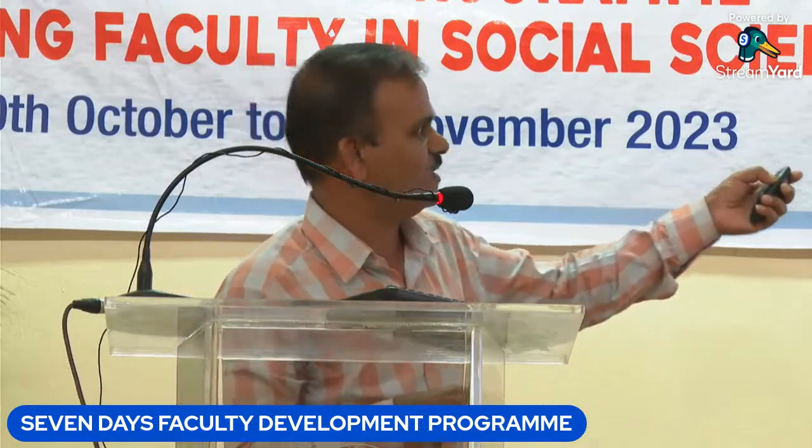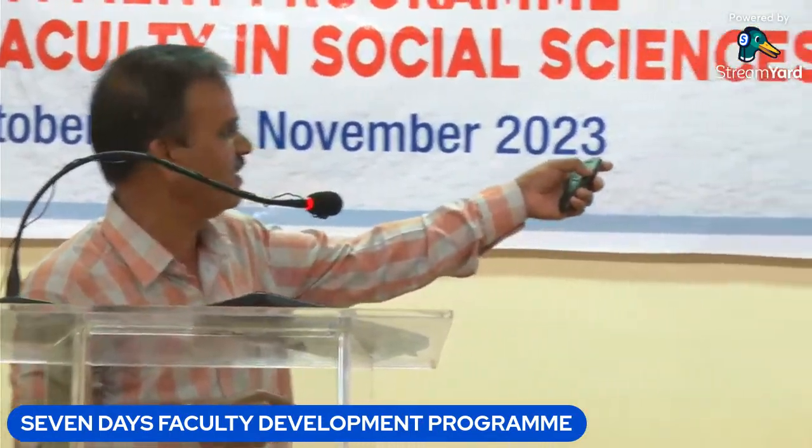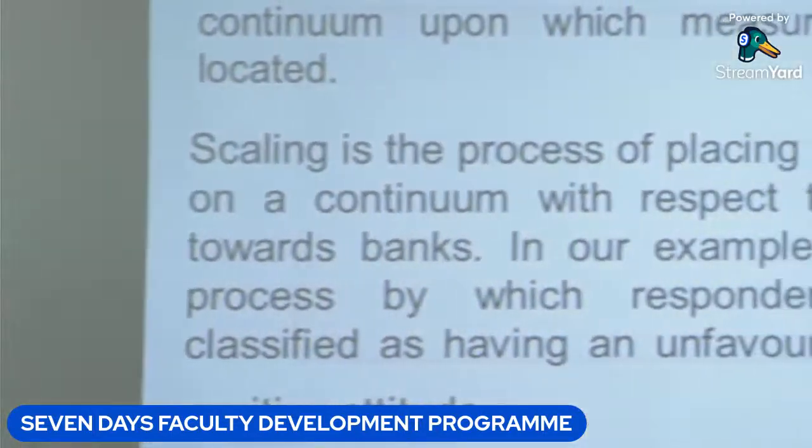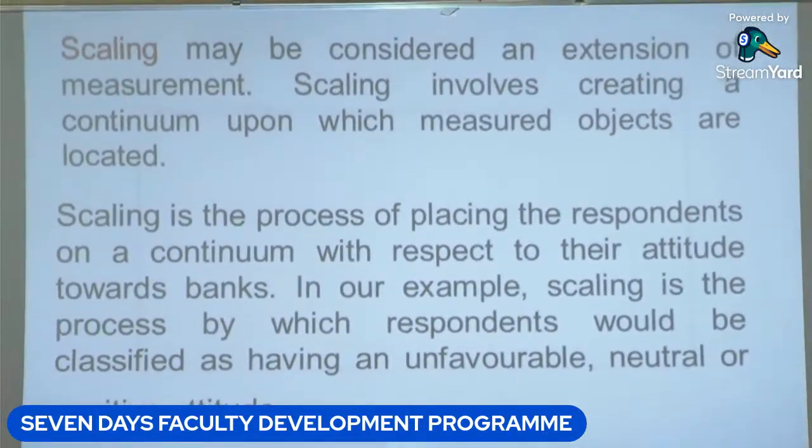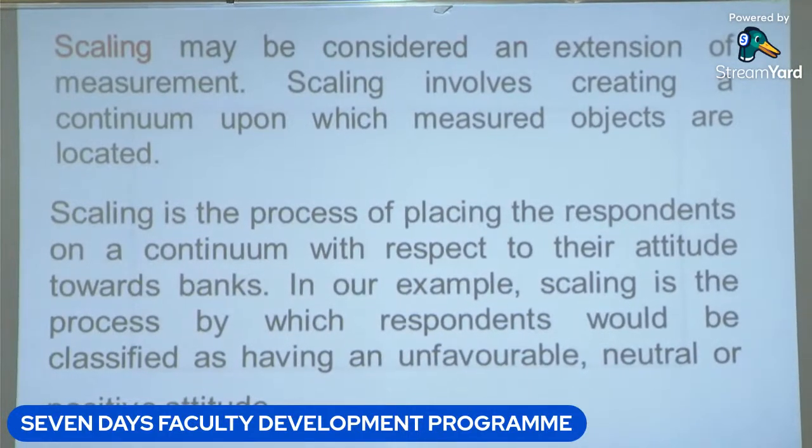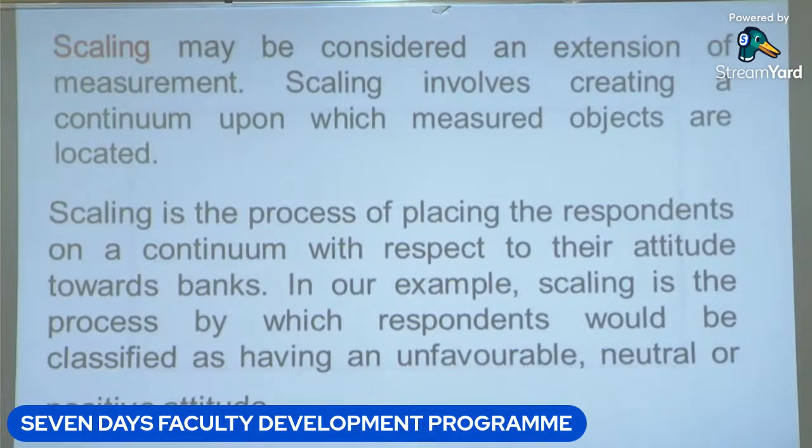And scaling is the process of placing the respondents, as I have told you, on a continuum with respect to their attitude towards banks. For example, if your preference is related to the banks, then you have to locate the opinion of the respondent in a particular place in that predetermined scale. So scaling is the process by which respondents would be classified as having unfavorable, neutral or positive attitude towards that bank, whether the respondent has a positive attitude or unfavorable attitude, or some might not intend to give information to you. So, they are neutral.